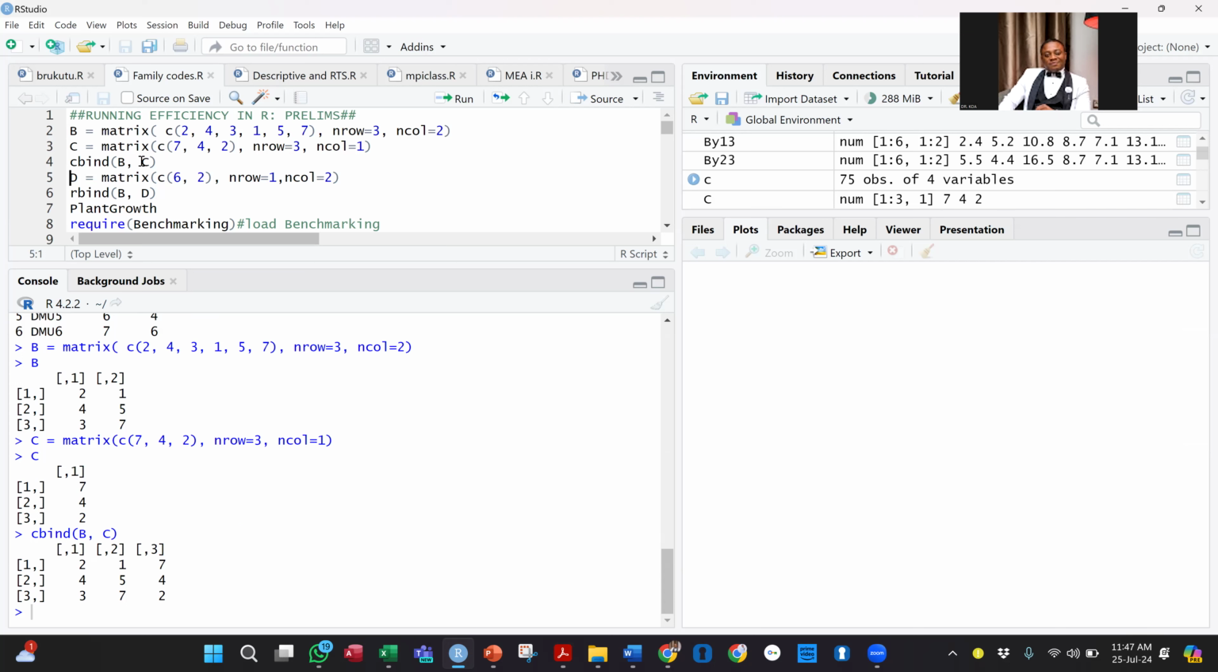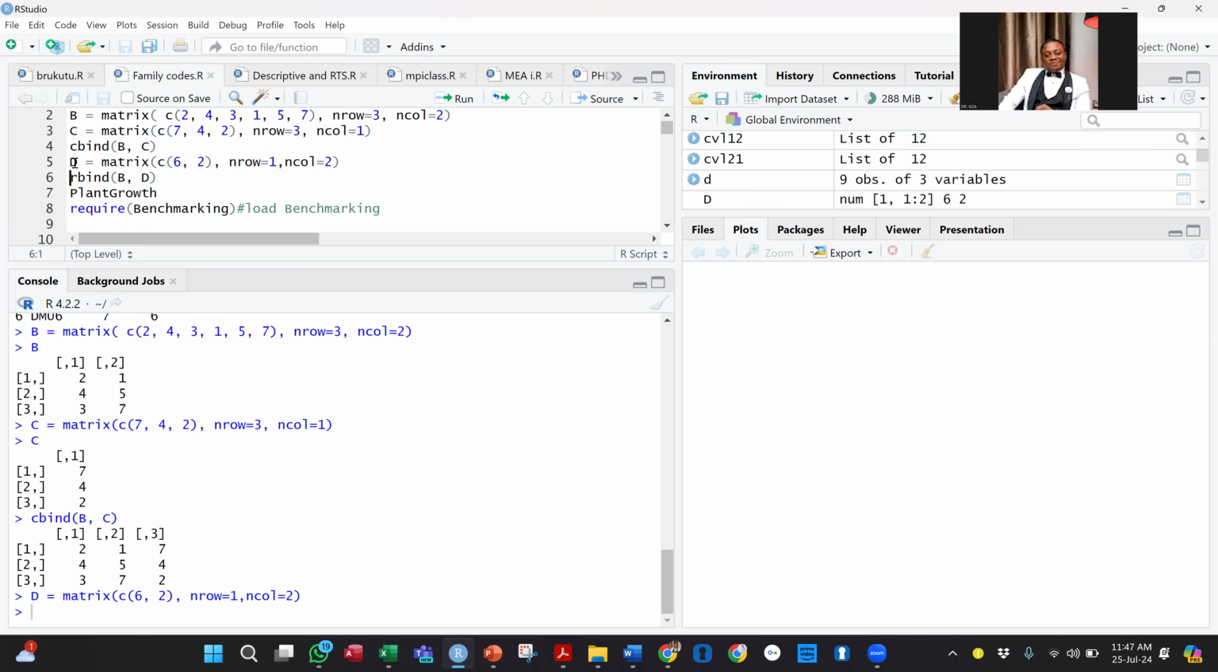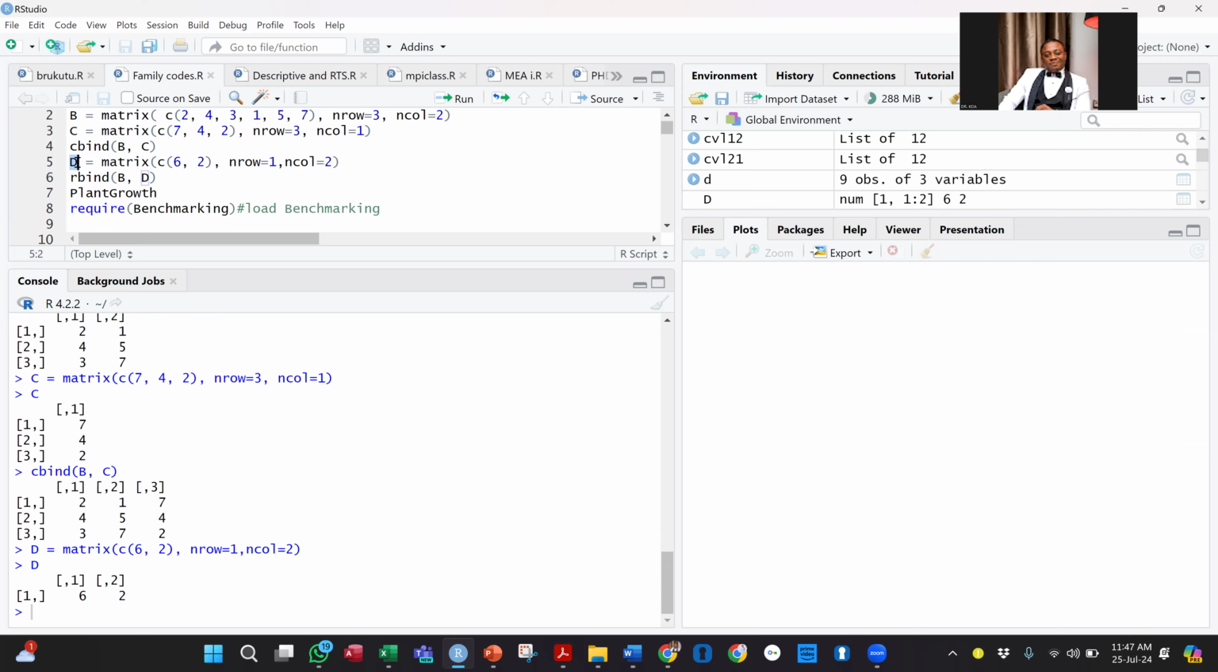Let's look at D. There's another matrix. It's a 1 row, 2 column. So it's going to be left and right. When you run that and you show, showing means that you highlight the D and then run that.